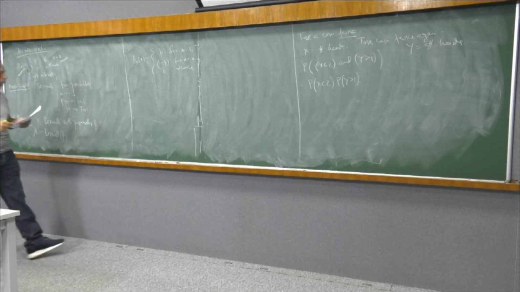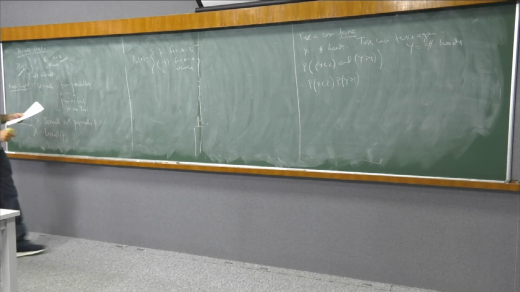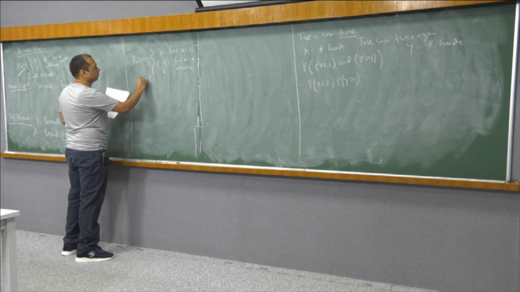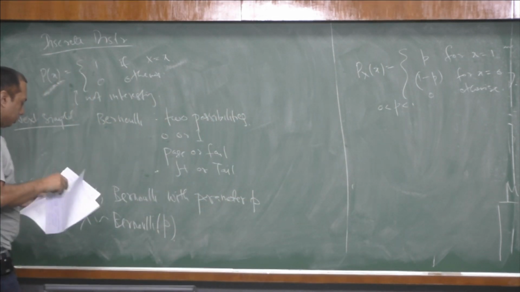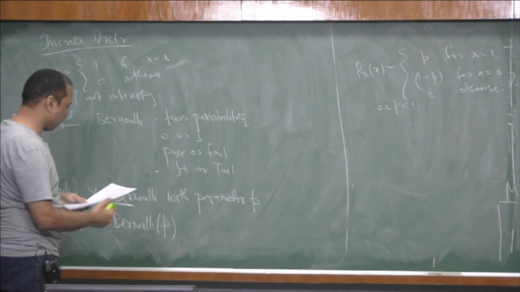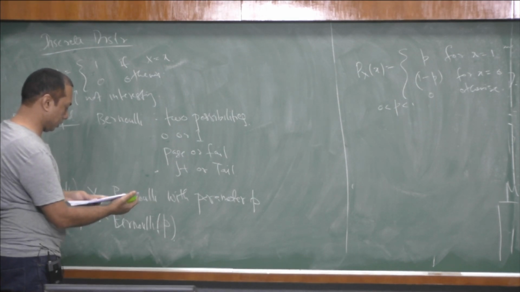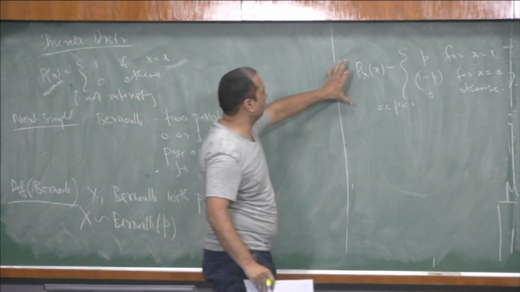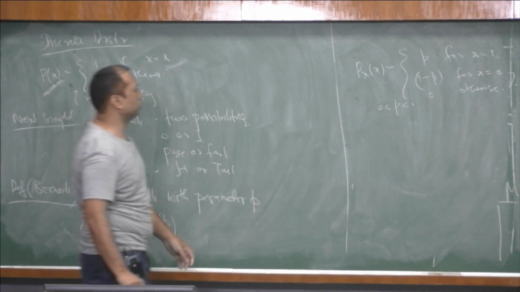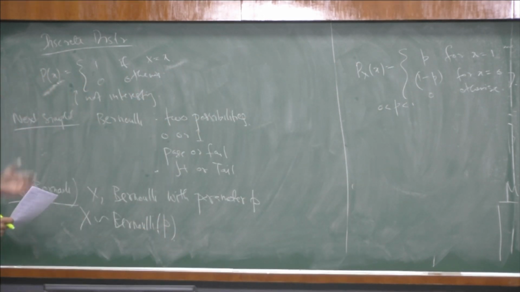And obviously P is between 0 and 1. Just looking at this, anyone will say, oh, this is Bernoulli. This is how a PMF defines a distribution uniquely.